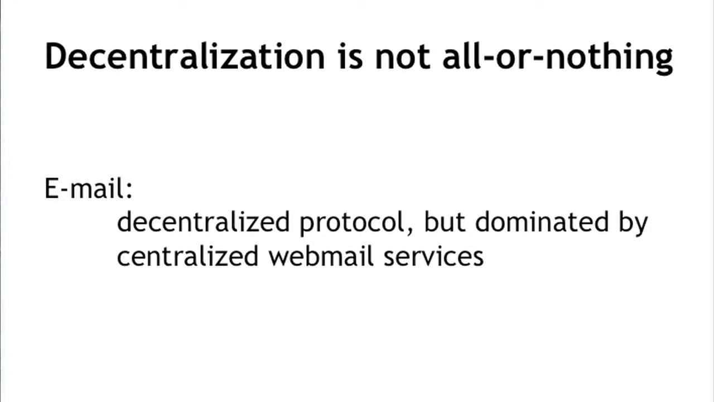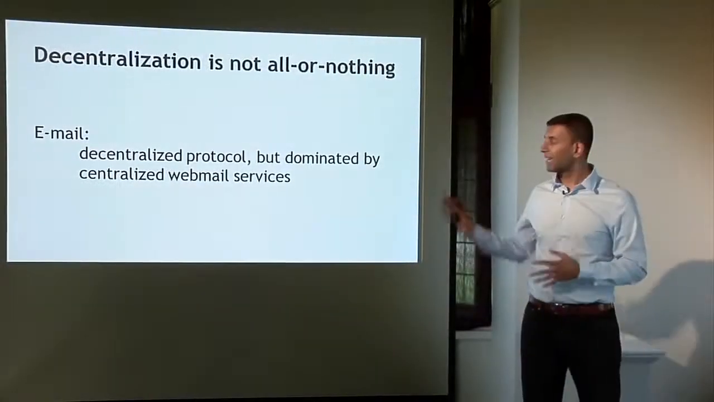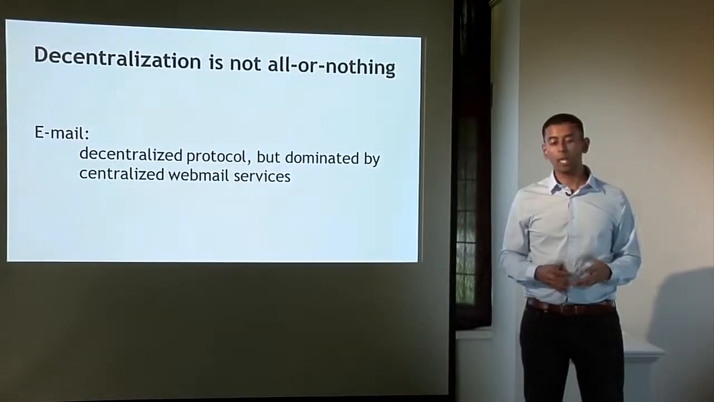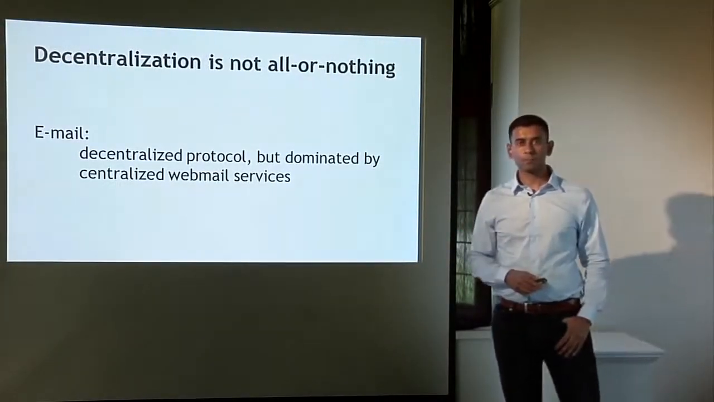And a good example of this is email, which is a decentralized system fundamentally, I would say. It's based on a standards-based protocol, SMTP, but what has happened, especially in the last decade or so, is that we see a dominance of a few different webmail providers, which are sort of centralized service providers, and this might be a good model for understanding what might be happening to Bitcoin.